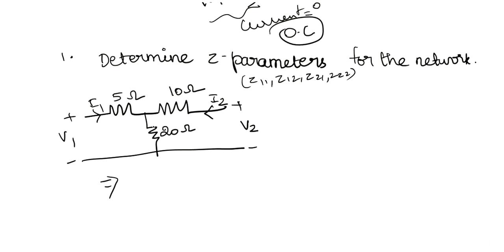And second is symmetricity. See, the first half will be 5 and 20, the second half will be 10 and 20. So it will have the asymmetricity property. Clear? Okay, now we are going to find the four parameters and see the current direction.